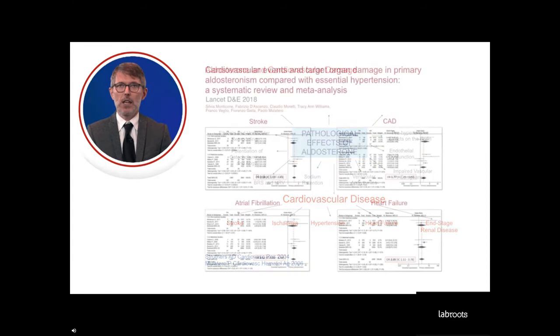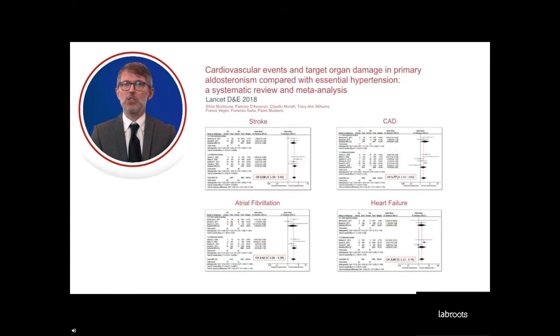cardiovascular events. In this meta-analysis, we show that patients with primary aldo are more prone to develop stroke, coronary artery disease, atrial fibrillation, and heart failure compared with patients with essential hypertension, and this is observed even when patients with essential hypertension are matched for blood pressure values with patients with primary aldo, indicating that the excess, for example, of stroke is due to the specific effect of aldosterone on the vessel and not due to an increase in blood pressure level.